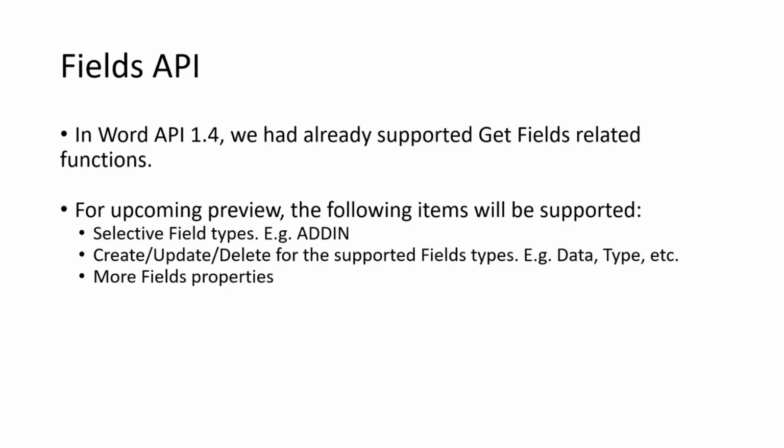In the March preview version, we will support selective types of fields. So we will start with the add-in type and later on may expand to other types. So in the March version, you could see 1, 2, or 3 types of fields there to have a try. And this is not only enabled for Word Desktop, but we also made many enhancements for Word Online so that your add-in can also work for Word Online for the specific types of fields.